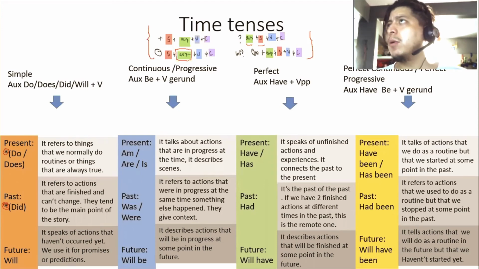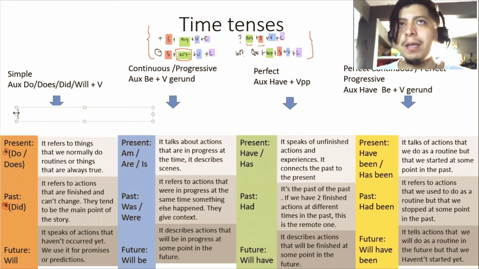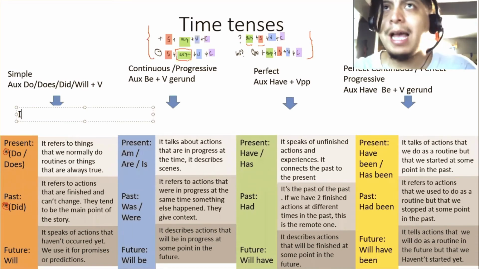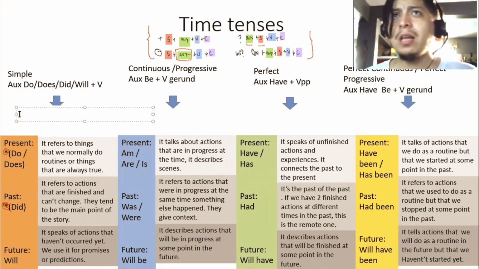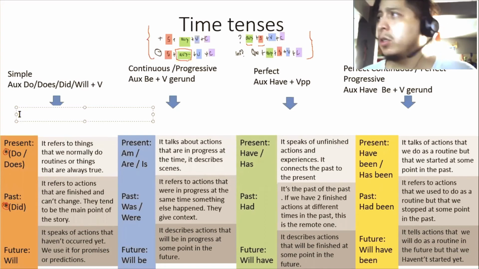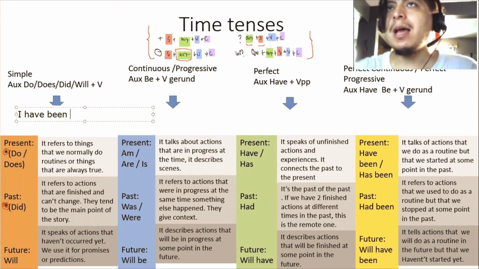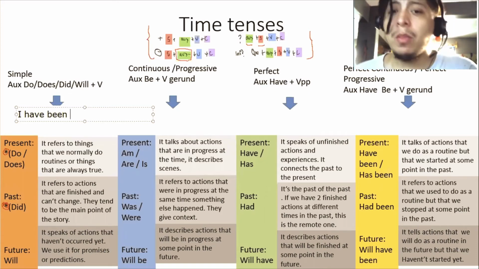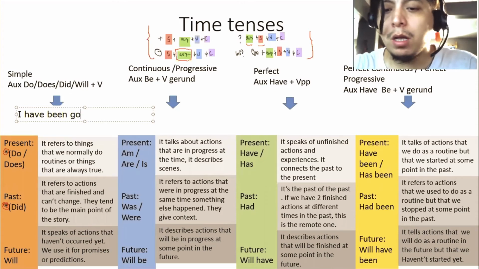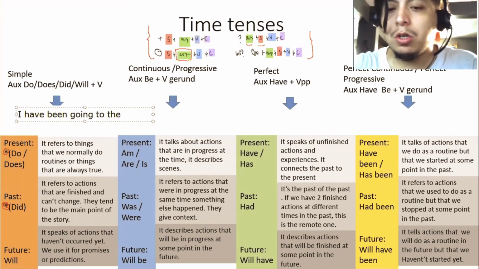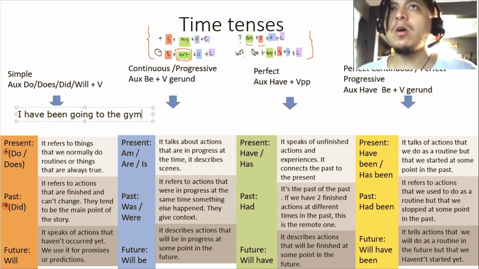They are a little longer and probably a little bit more complicated, but let's see. You can say I. The auxiliary for the present perfect continuous is, you have it here, have been. Have been, and the verb is always in gerund. I have been going to the gym. I have been going to the gym.